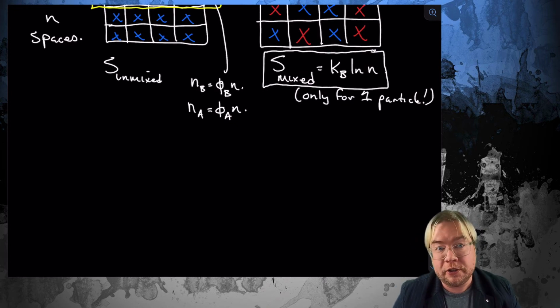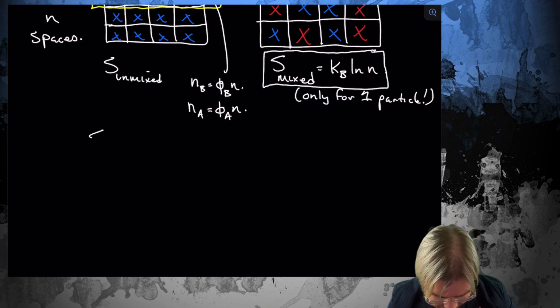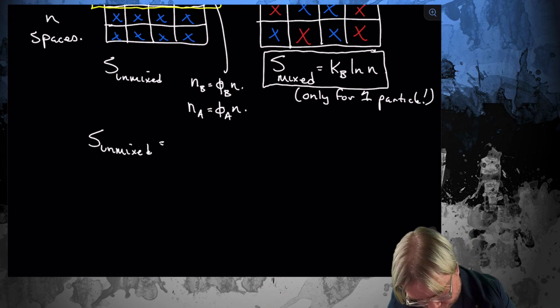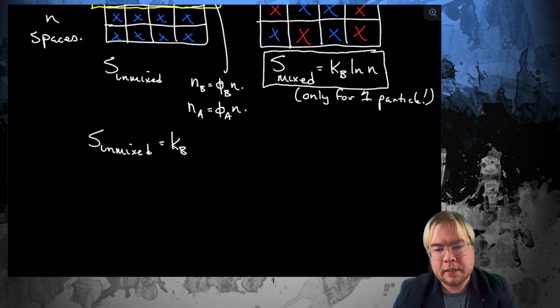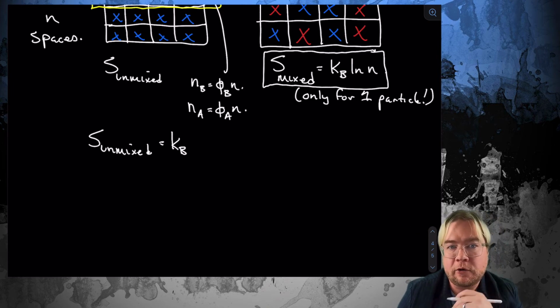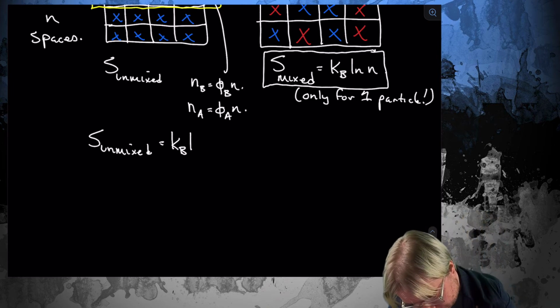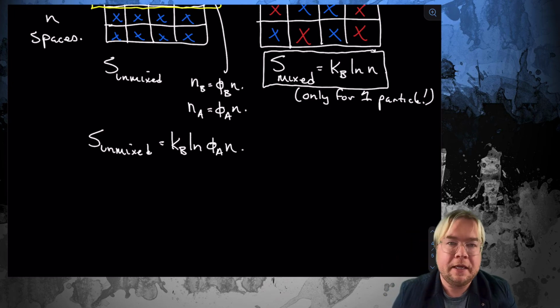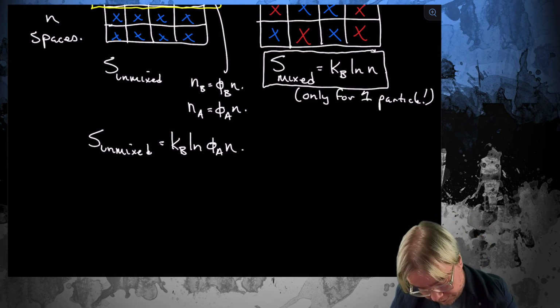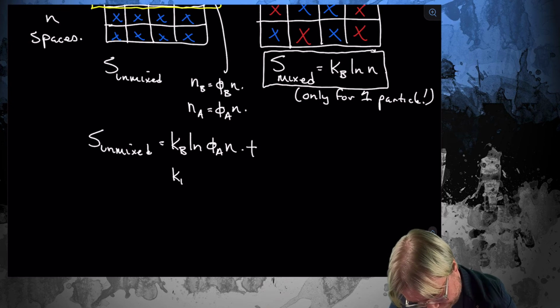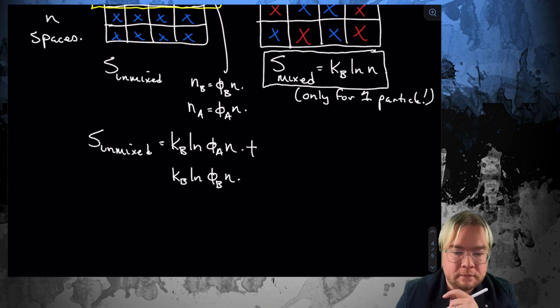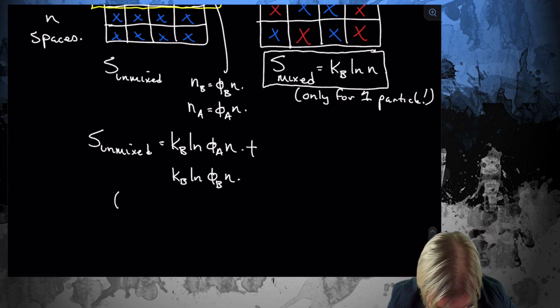And there's going to be 2 contributions. So the unmixed state will be Kb times how many spaces there are available for A. So it'll be times the logarithm of phi A times N. And then what else? Well, I also have B particles. So this will be plus Kb log of phi B times N. And again, this is per particle.